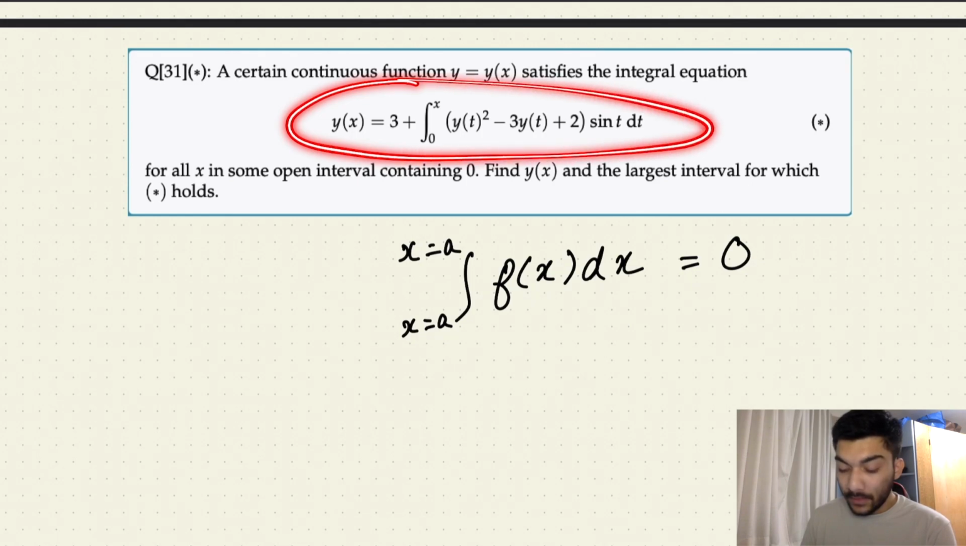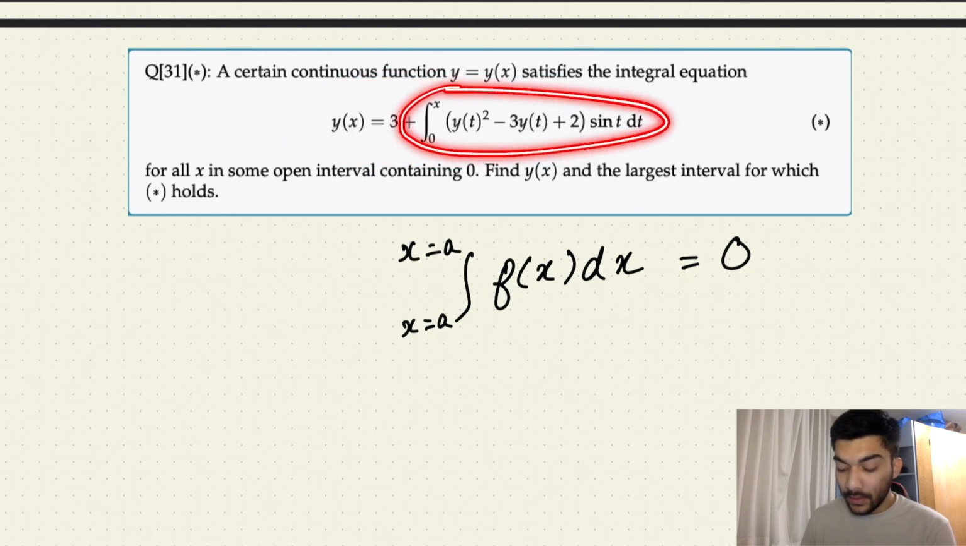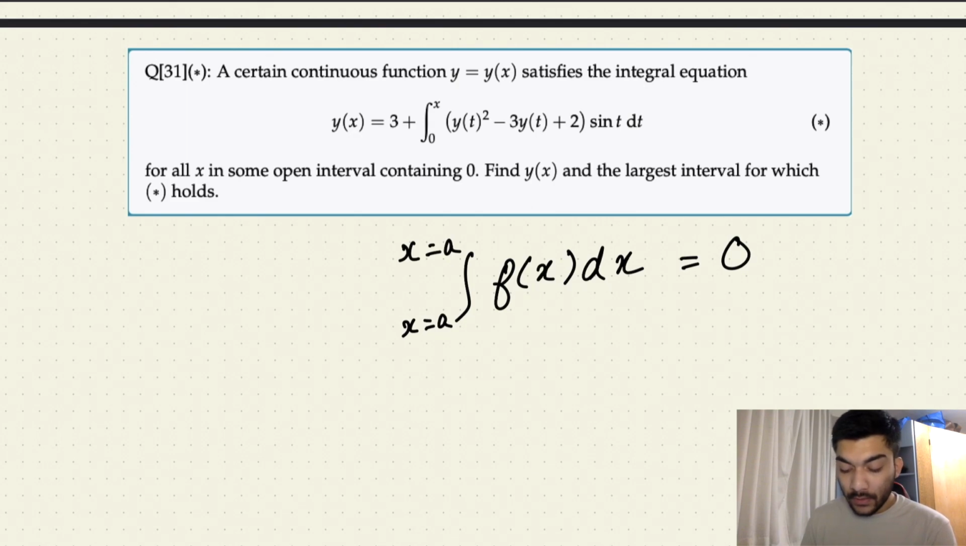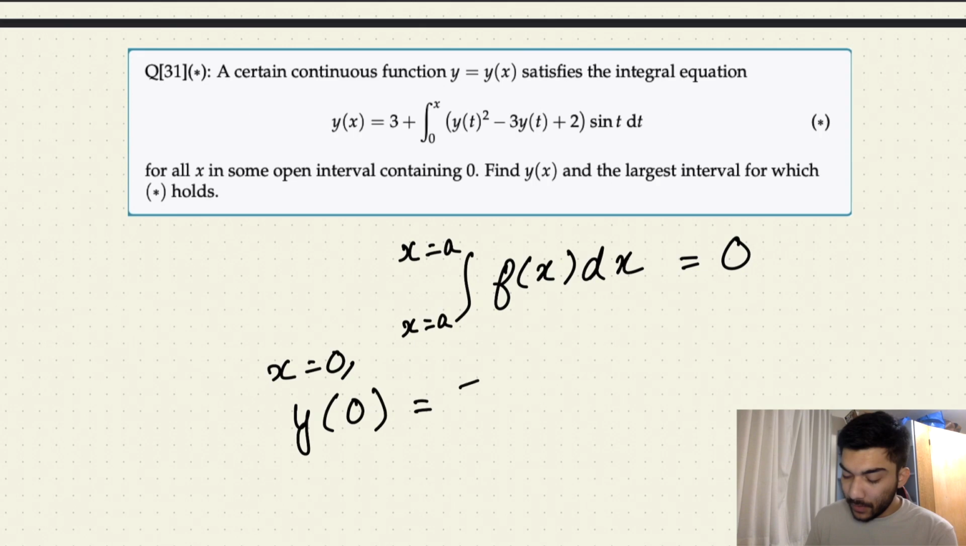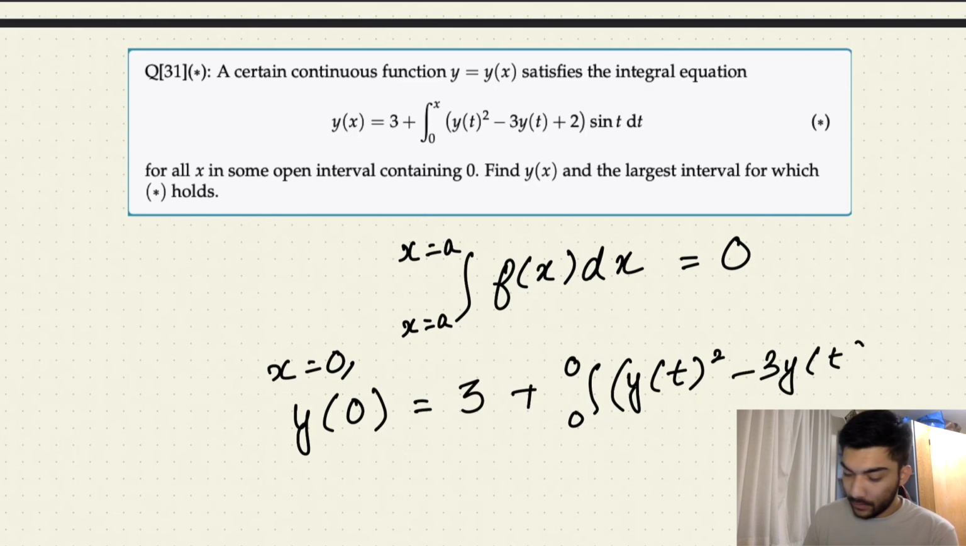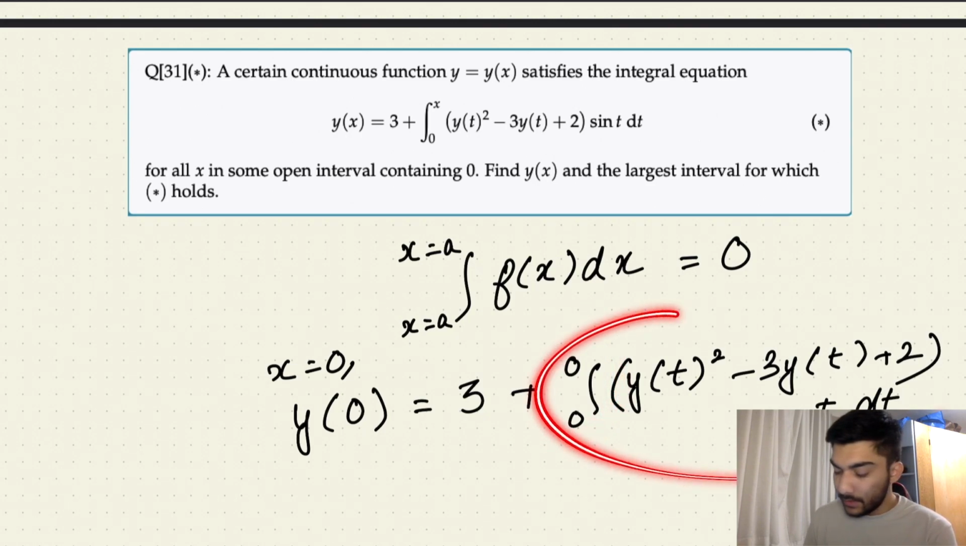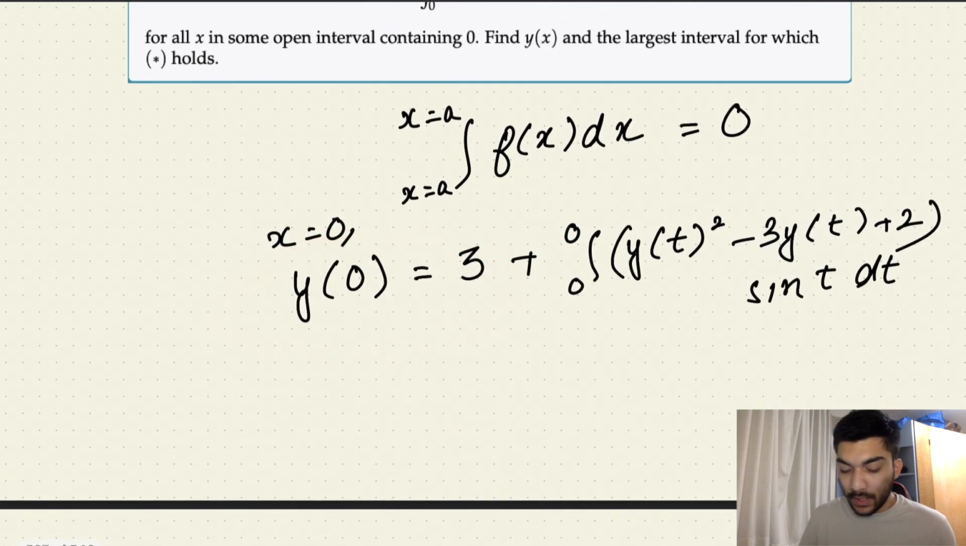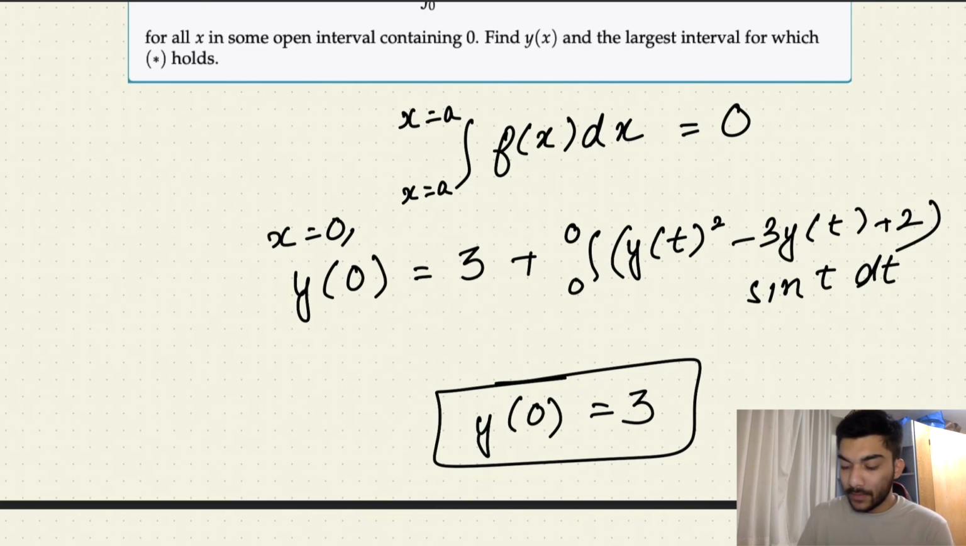So if we substitute x equals 0 in this equation, this integral expression will be equal to 0. So you'll get y of 0 as simply 3 in this case, right? Because you can clearly see that if you have x equals 0, your y of 0 would be simply 3 plus the integral from 0 to 0 of this expression over here. And this integral from 0 to 0 is 0. So you'll get y of 0 as 3. So now you have your initial condition as well, which is this expression over here.